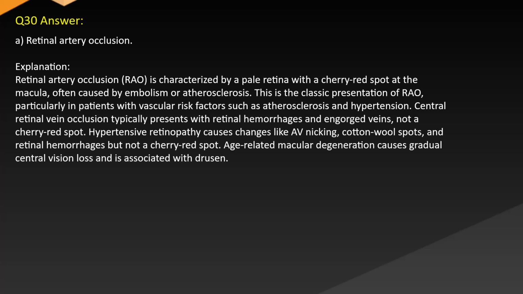Answer A. Retinal artery occlusion. Explanation: retinal artery occlusion (RAO) is characterized by a pale retina with a cherry red spot at the macula, often caused by embolism or atherosclerosis. This is the classic presentation of RAO, particularly in patients with vascular risk factors such as atherosclerosis and hypertension. Central retinal vein occlusion typically presents with retinal hemorrhages and engorged veins, not a cherry red spot. Hypertensive retinopathy causes changes like AV nicking, cotton wool spots, and retinal hemorrhages, but not a cherry red spot. Age-related macular degeneration causes gradual central vision loss and is associated with drusen.